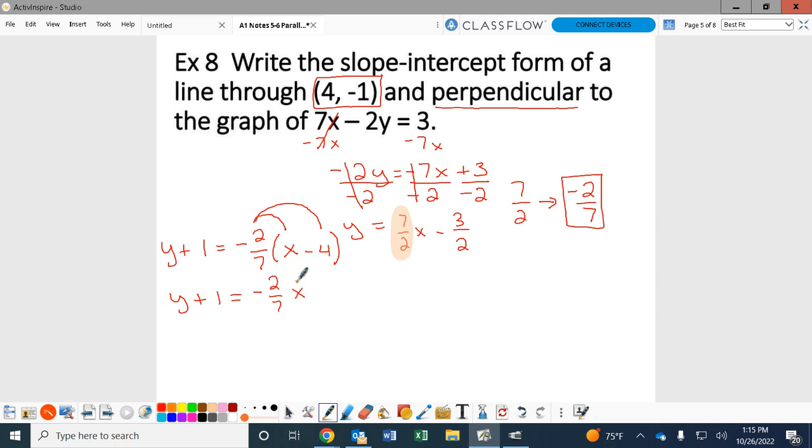Now the next part, grab your calculator, guys. When you get there, grab your calculator. You need to make sure you can do the ones with calculator problems.